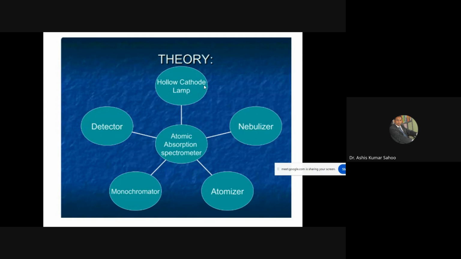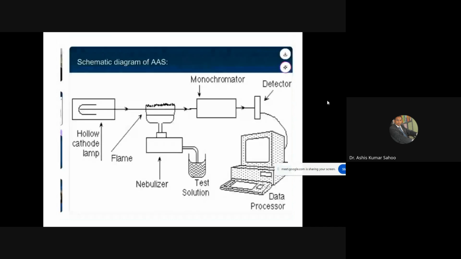Spectrometer, a hollow cathode. Schematic diagram of atomic absorption spectroscopy.